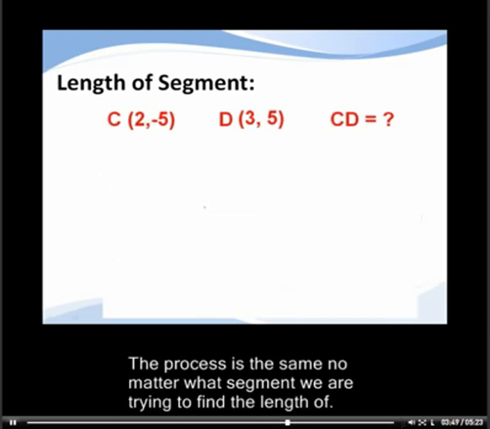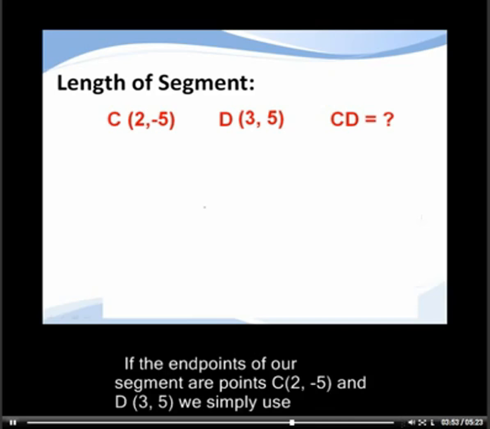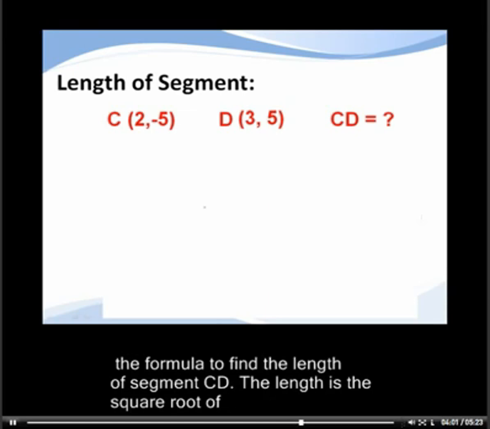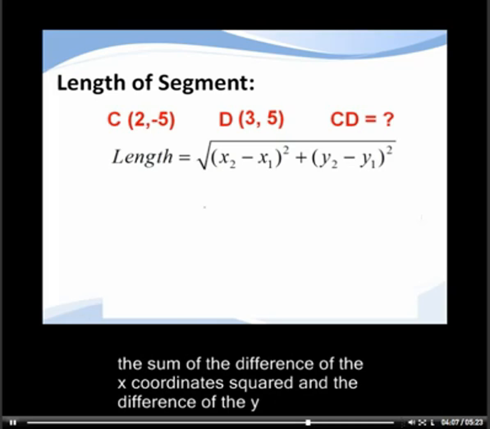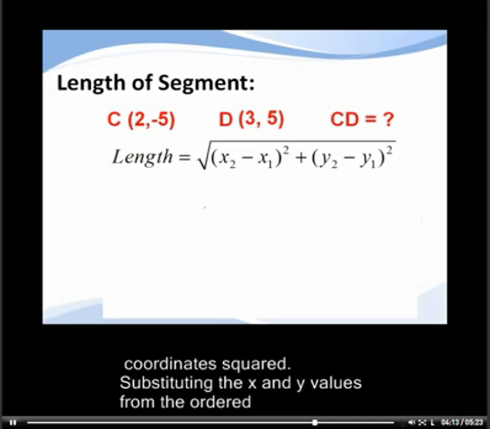The process is the same no matter what segment we are trying to find the length of. If the endpoints of our segment are points C, (2, -5), and D, (3, 5), we simply use the formula to find the length of segment CD. The length is equal to the square root of the sum of the difference of the x-coordinate squared and the difference of the y-coordinate squared.